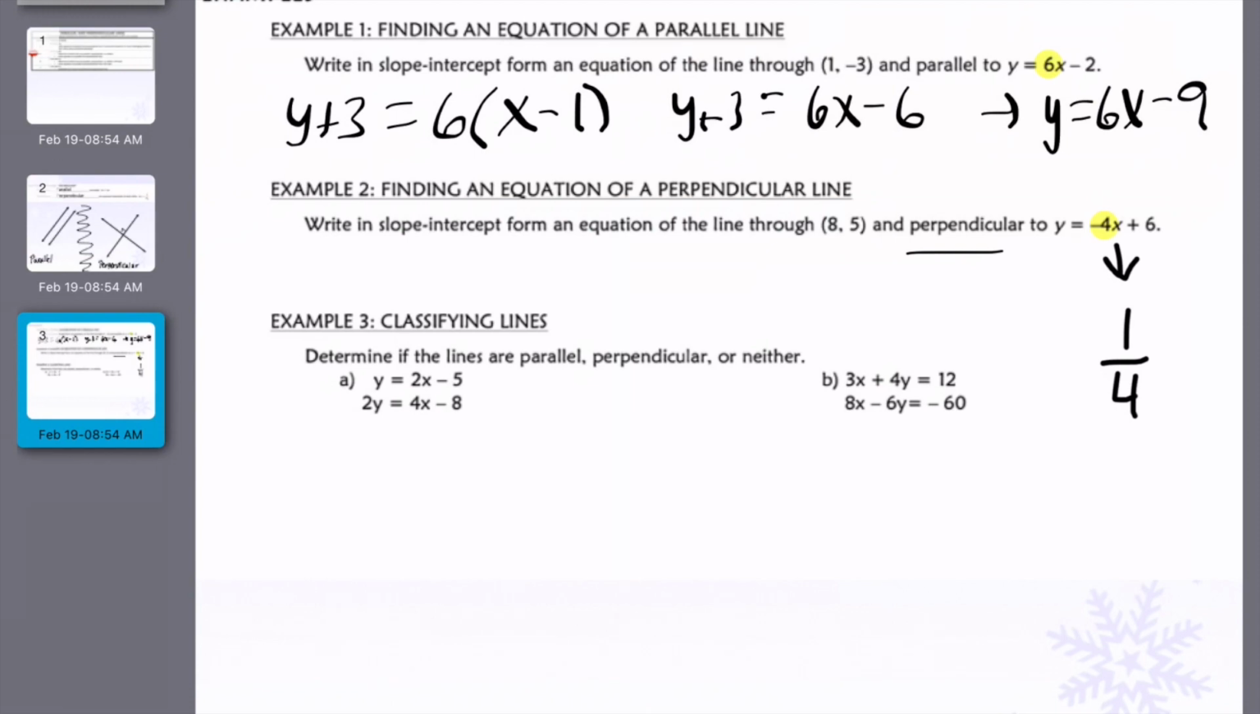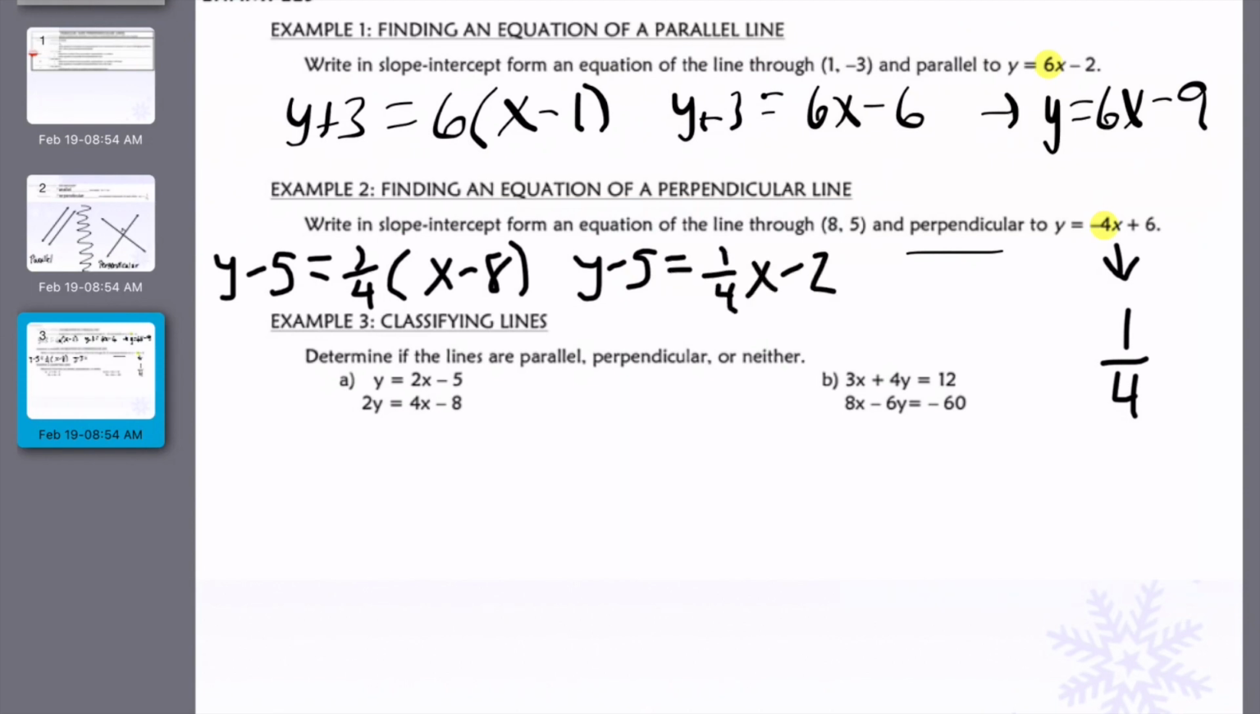And now I just need to put this into slope-intercept form, and I'm going to do that through point-slope form. So I'm going to have y minus 5 equals 1/4 times x minus 8. So this is going to be y minus 5 equals 1/4 x minus 2, and that will eventually change to be y equals 1/4 x plus 3. And that's how I would write my perpendicular equation.